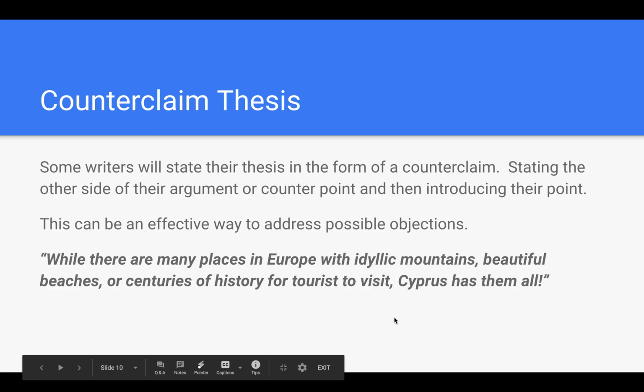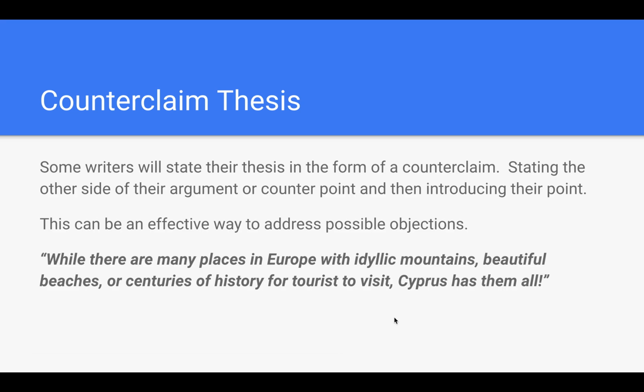Okay. And then a third one that some quite sophisticated writers might use is called a counterclaim thesis, because whenever you make an argument, one of the main things you have to do is address what other people might say in response to it, or the sort of counterpoint to your point. And so if you introduce that in your thesis statement, you're kind of getting ahead of the game a little bit. So some writers will state their thesis in the form of a counterclaim, stating the other side of the argument or a counterpoint and then introducing their point. It's going to be an effective way to address possible objections.